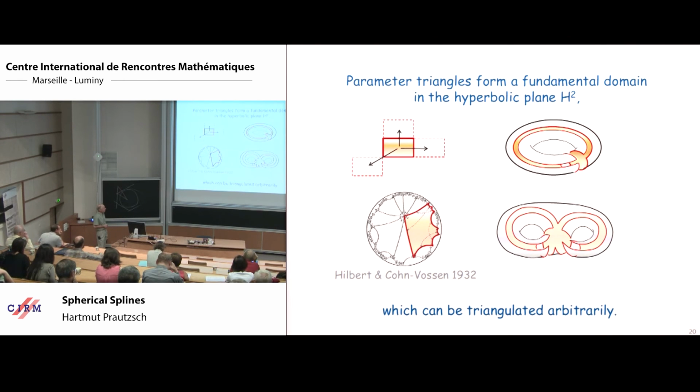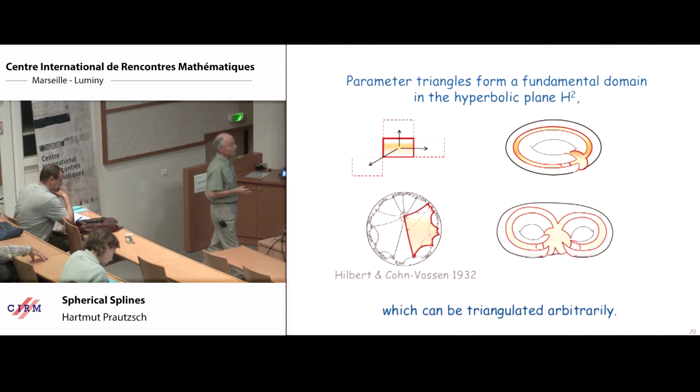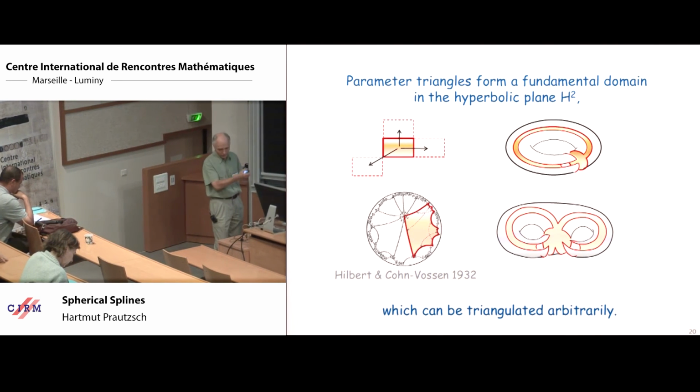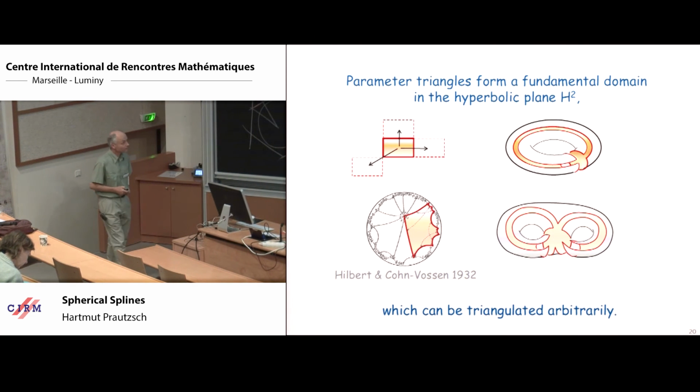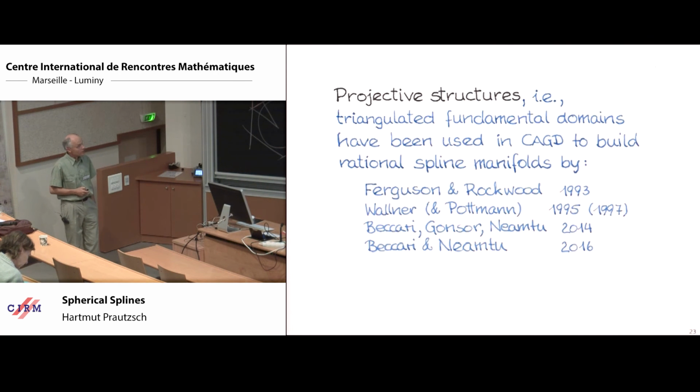So now we can triangulate this fundamental domain I constructed. I gave you 3 constructions of it arbitrarily. And from these triangulations, or triangles, we then get transition maps that would do the job for our spherical, or in this case, manifold splines. And this has been used by several people, and I think this is a complete list in CHD to generate rational spline manifolds. But there's one more thing about it.